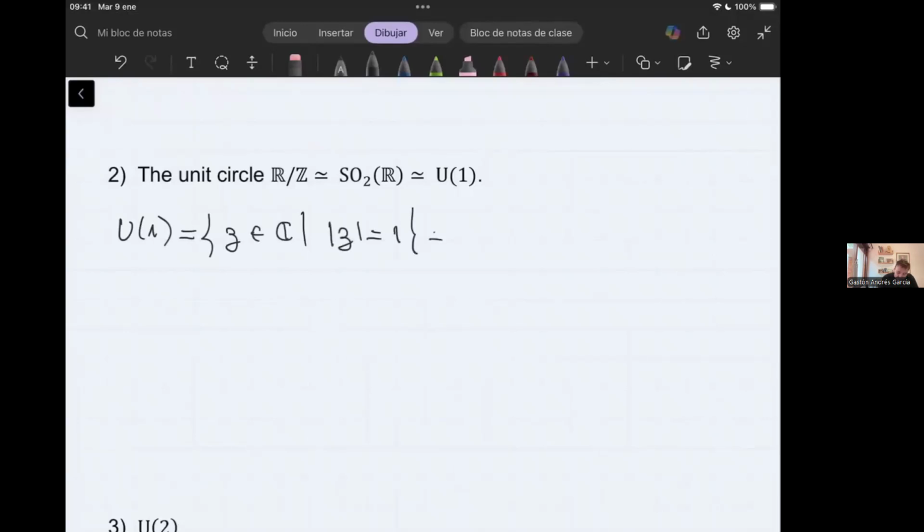Yes, and this is something like this. If you write in binomial form, and if a and b are real numbers, so this is isomorphic. Instead of writing them as complex numbers, we write them as matrices, and we put them as matrices like this.